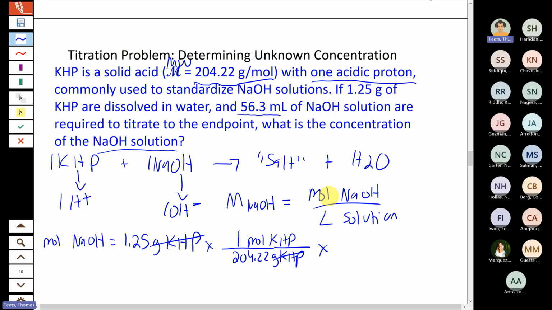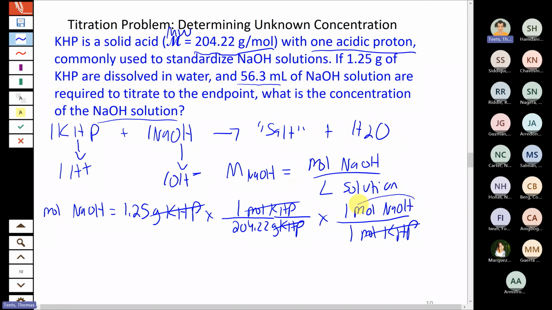And then we use the balanced equation to figure out how many moles of sodium hydroxide are required to react with that. So we have a 1-to-1 ratio here. So this last conversion is trivial, but there's 1 mole of NaOH for every 1 mole of KHP that's present. That's required to reach the endpoint. All right, so that gets us to moles of NaOH, and for this one, we're going to stop there. That's the number that we need. So we get 0.00612. All right, so that's the number we need for the numerator here.